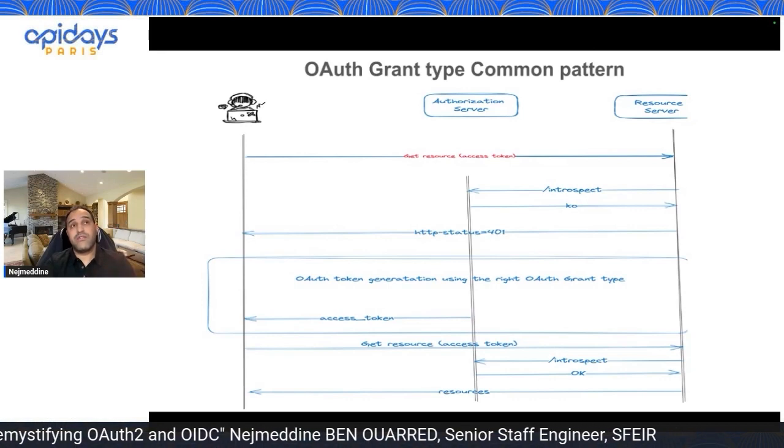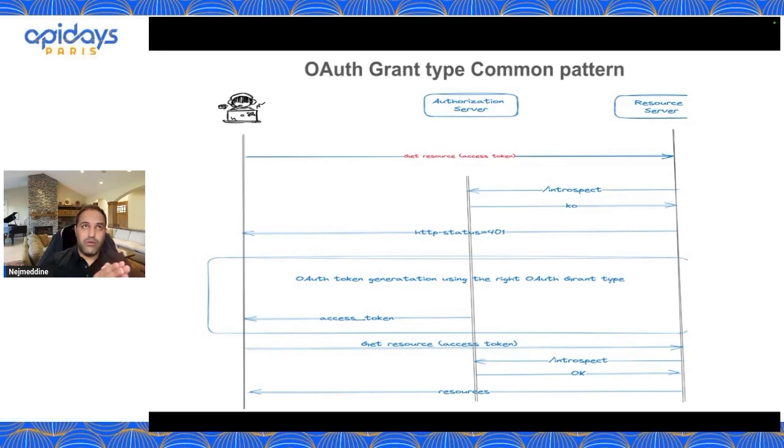Let's start by giving the OAuth grant type common pattern, in which imagine you try to access a resource, given or not an access token. The resource server will ask the authorization server at the introspect endpoint to validate this access token. Imagine in this situation that the validation fails for any reason. In that case, we will ask the client to start the OAuth token generation using the right OAuth grant type.